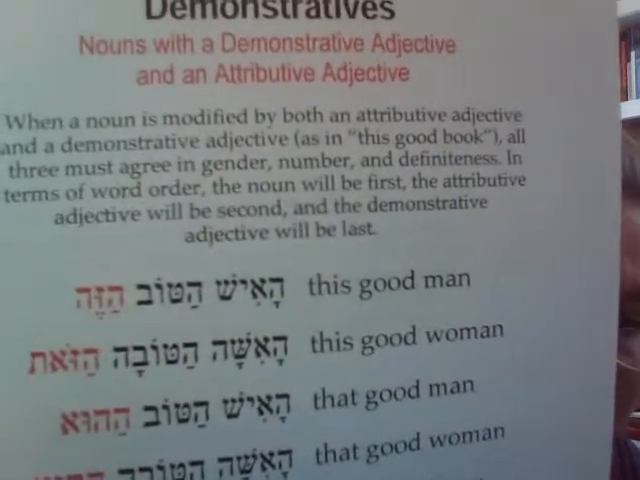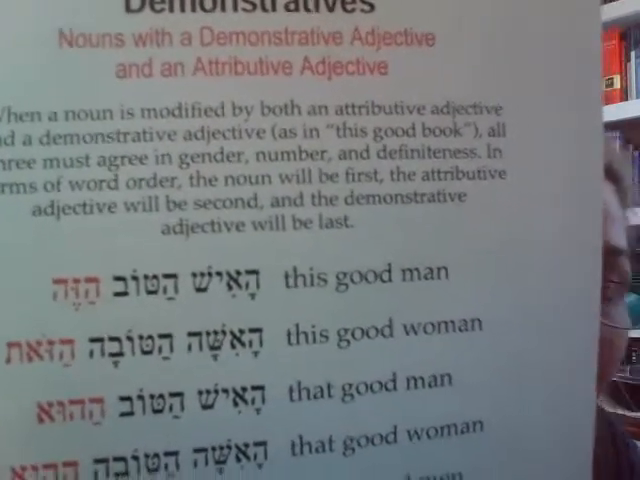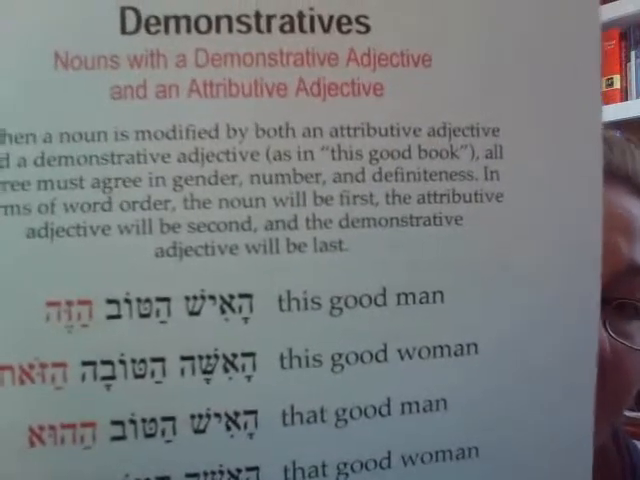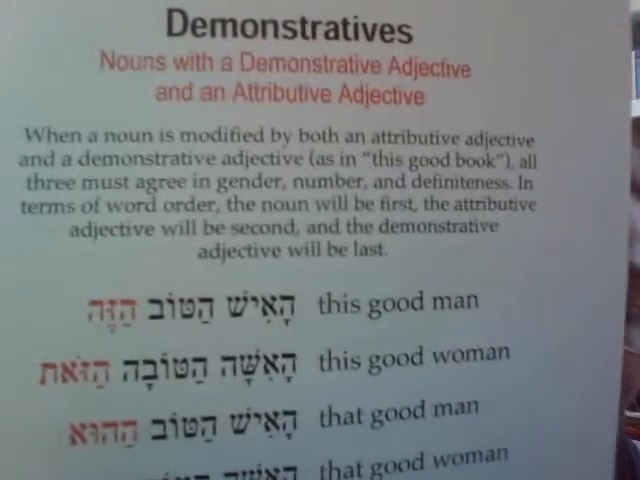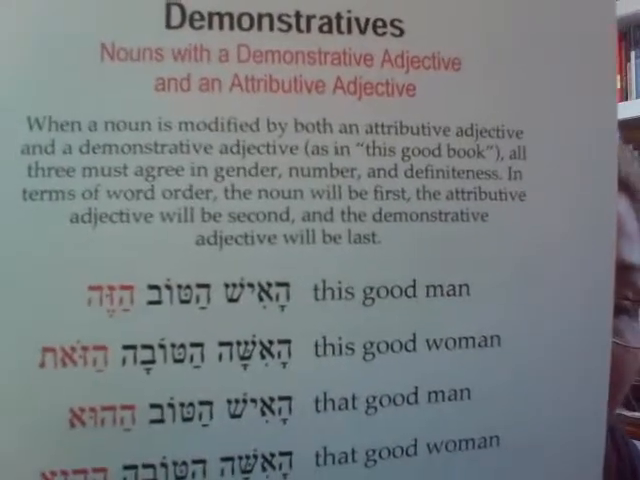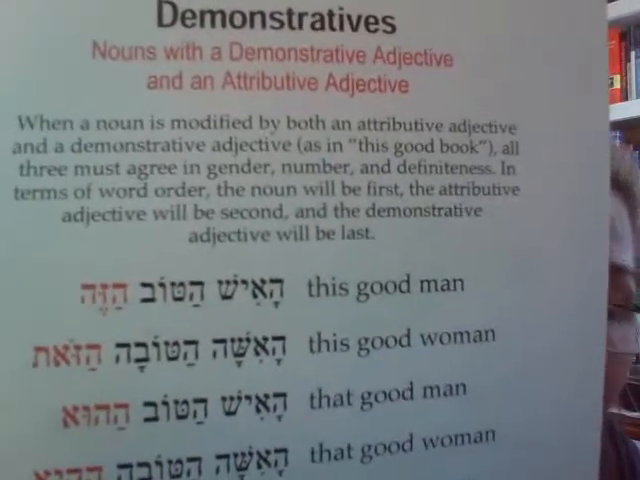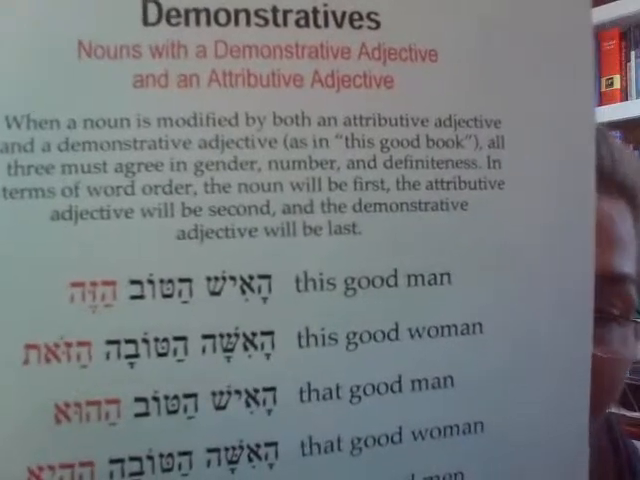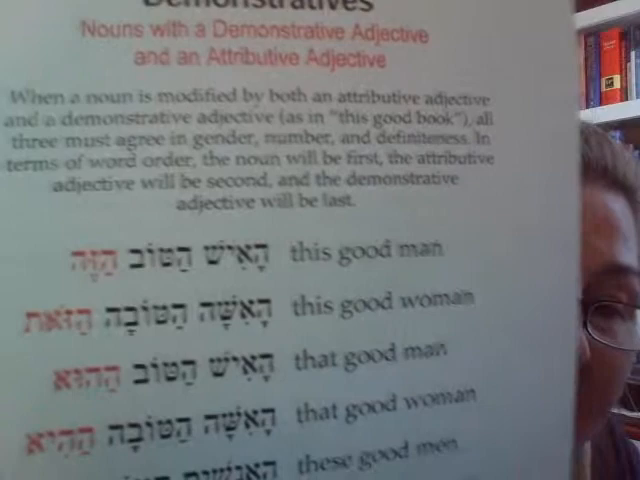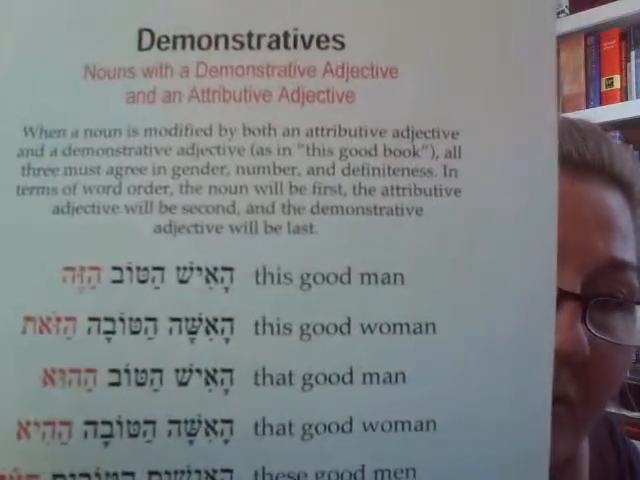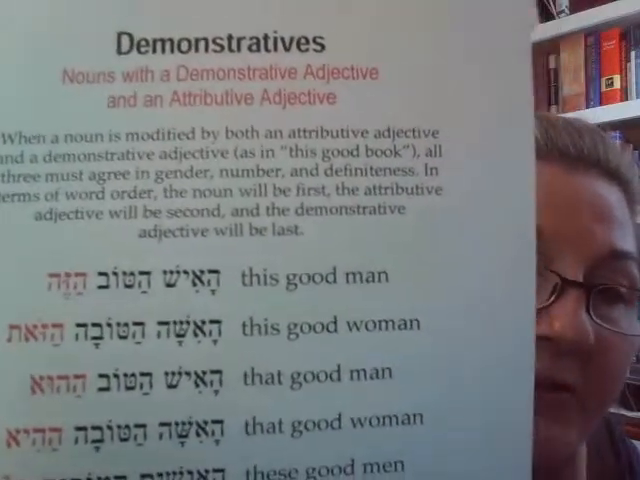So just remember that they have to agree. The nouns with demonstrative adjective and attributive adjective have to agree in gender, number, and definiteness in order to be translated correctly, or in order for it to be a noun with a demonstrative adjective and an attributive adjective. That's a lot of words. I get tongue twisted on all that.